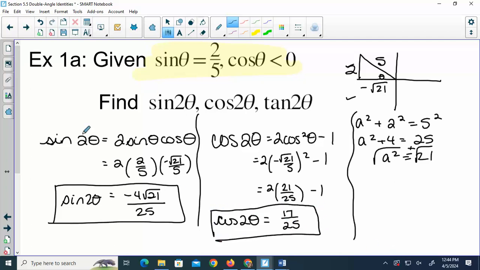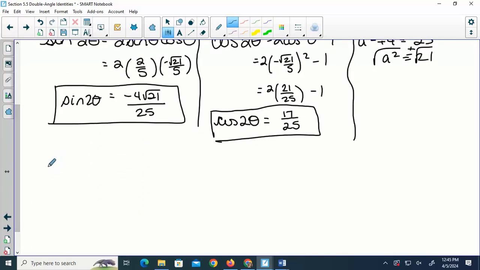And if you'd used one of the other formulas, you would have got it as well. For the tangent of 2 theta, we actually have 2 different options. We can use the tangent double angle formula. If we did that, tangent of 2 theta is 2 tangent theta over 1 minus tangent squared theta.